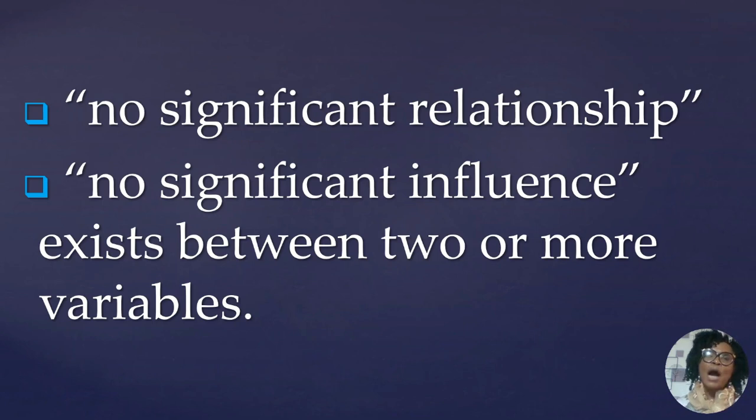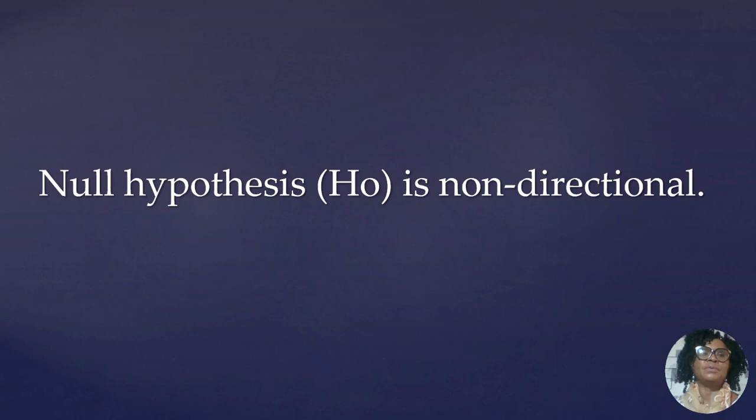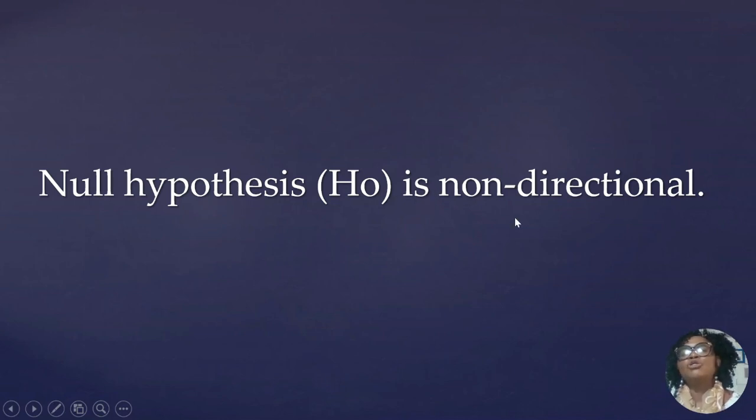This null hypothesis is actually the one we use whenever we carry out our research in academics. We normally prefer and recommend null hypothesis: hypothesis of no significant relationship, no significant influence, no significant impact between the independent and the dependent variables. Null hypothesis, as I have said before, is represented by capital H and small o. It is non-directional, so it does not show you where you are going. It does not give you a guide.